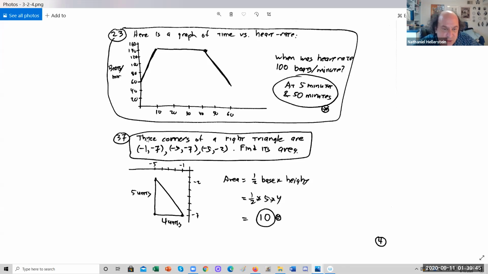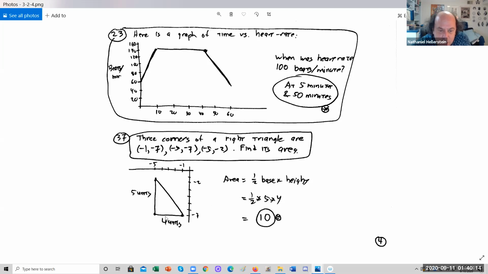For number 37, they have 3 corners of a right triangle at (-1, -7) here, at (-5, -7) here, at (-5, -2) here. Now it's a right triangle because this is vertical and this is horizontal. And they want to find the area. Okay, well, this is a right triangle, half of a rectangle. So the area is 1/2 of base times height.